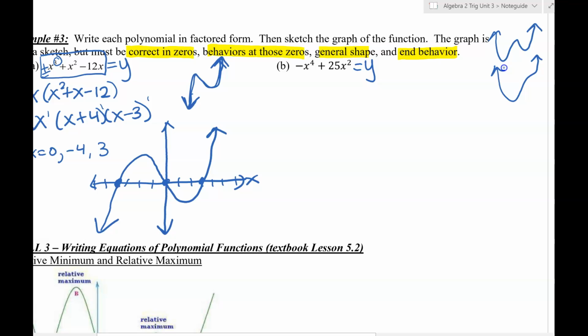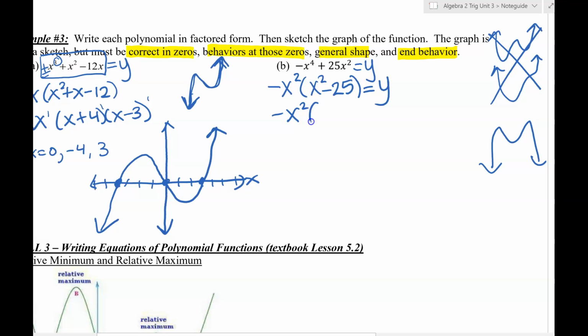However, it has a negative lead coefficient, so I'm now going to think of those shapes yet reflected upside down. I'm going to take out the greatest common factor, which is -x². That leaves me with x² minus 25. And if I know my difference of square patterns, I'm able to figure out fairly quickly that that x² minus 25 factors as x minus 5 and x plus 5. This gives me zeros at 0, 5, and -5. And important to me is that this 0 at 0 has a multiplicity of 2.